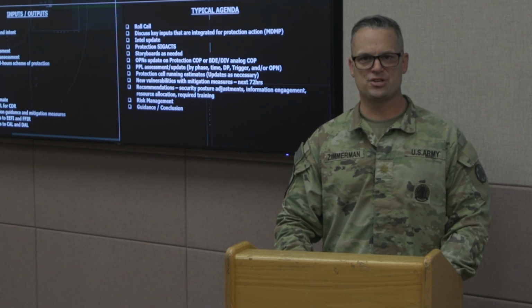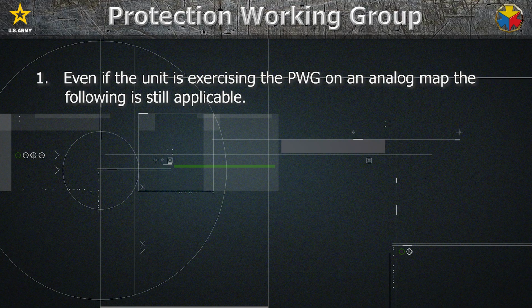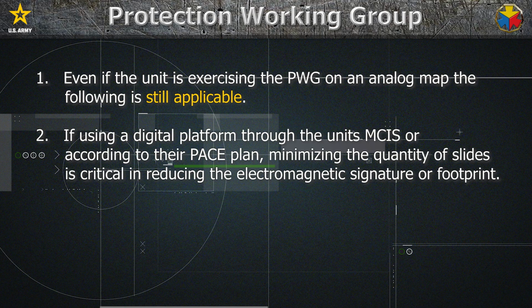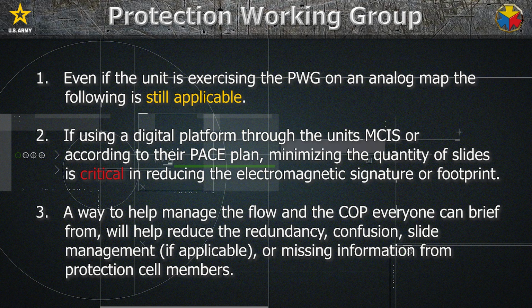Let me show you all an effective way to conduct a protection work group in a large-scale combat operation, multi-domain operation. Even if the unit is exercising the protection work group on an analog map, the following is still applicable. If using a digital platform through the unit's MCIS or according to their PACE plan, minimizing the quantity of slides is critical in reducing the electromagnetic signature or footprint. A way to help manage the flow and the COP everyone can brief from will help reduce the redundancy, confusion, slide management if applicable, or missing information from protection cell members.